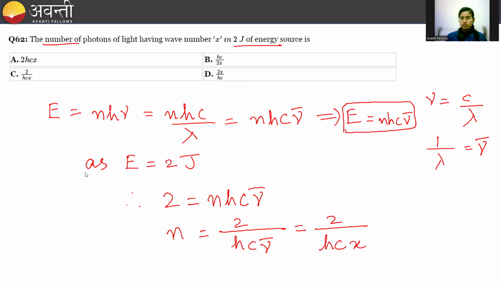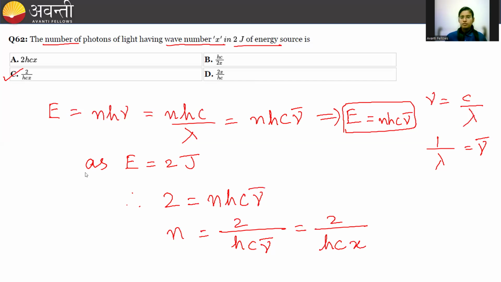Because the wave number is given here as x. Nu bar is the wave number, so instead of putting nu bar, I have put x in that place. So N is coming out to be 2 divided by h into c into x. In which option is it given? It is given in option C. Option C is the correct answer for this question.